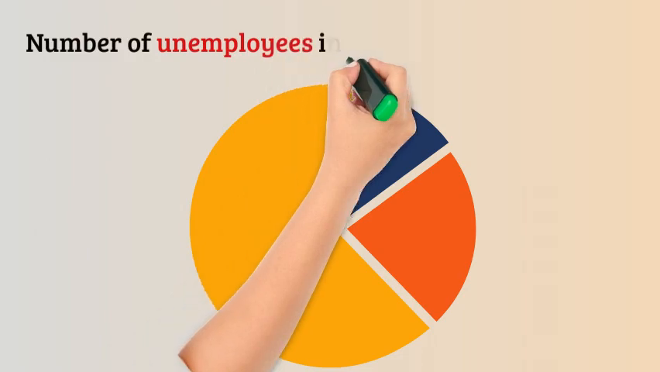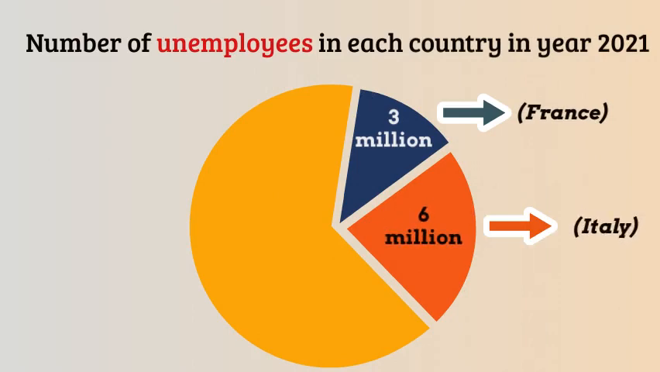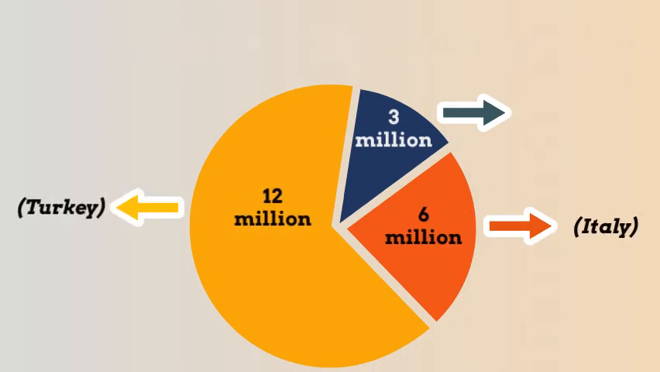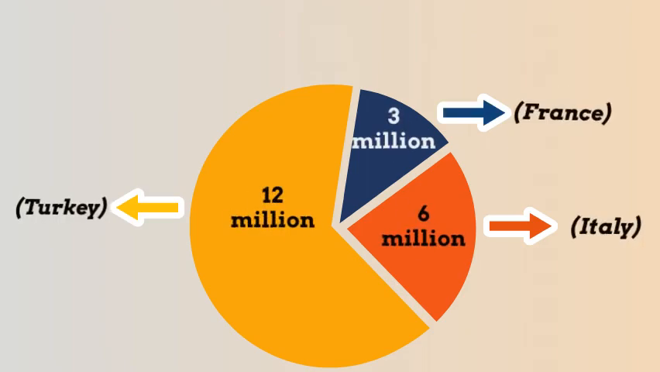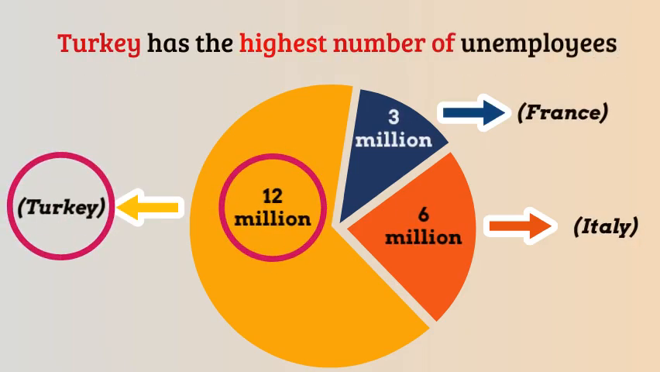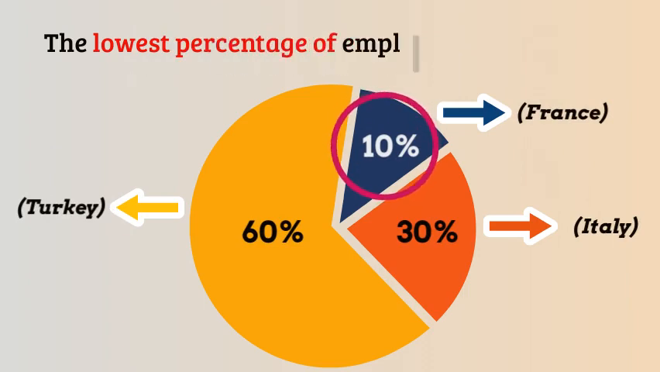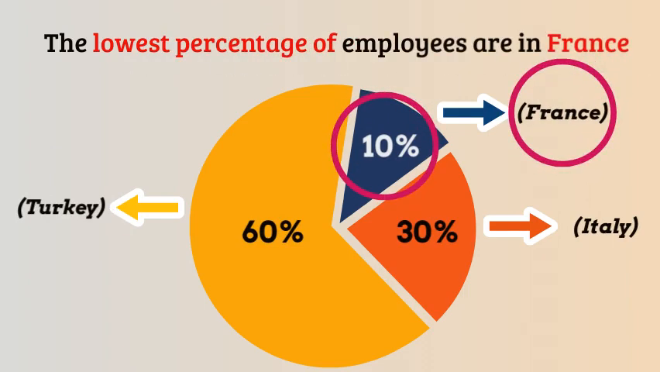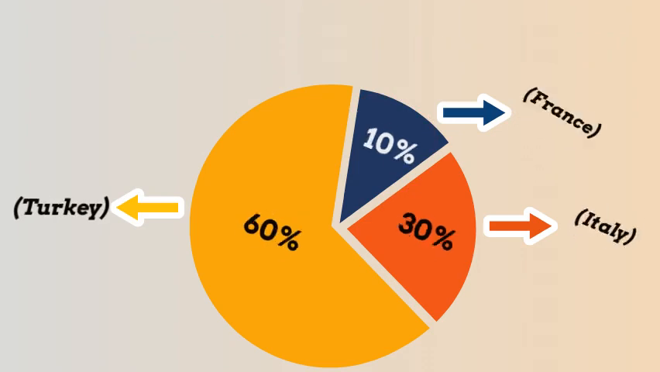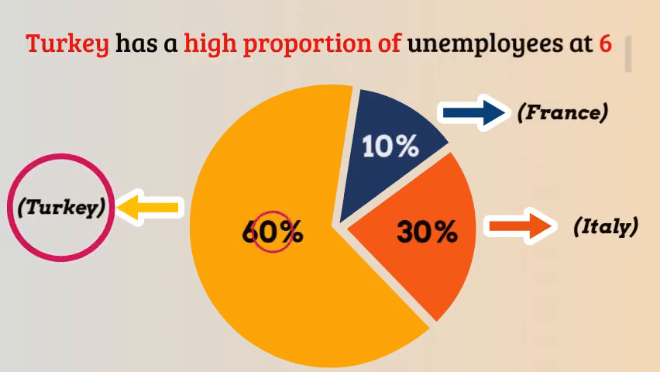Number of unemployees in each country in year 2021: 3 million in France, 6 million in Italy, 12 million in Turkey. Turkey has the highest number of unemployees. The lowest percentage of employees are in France. Turkey has a high proportion of unemployees at 60%.